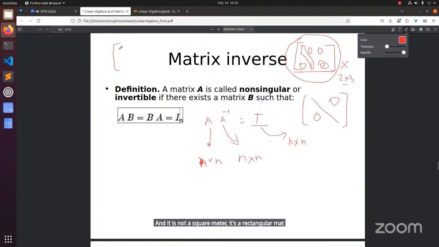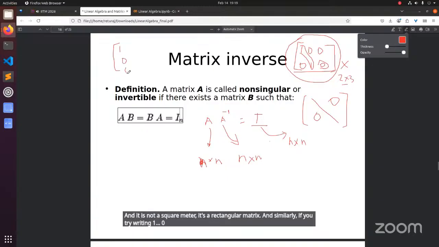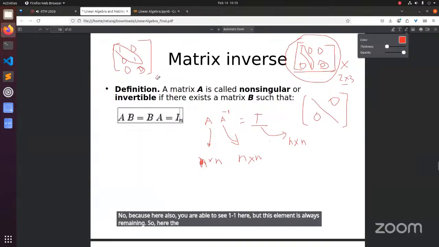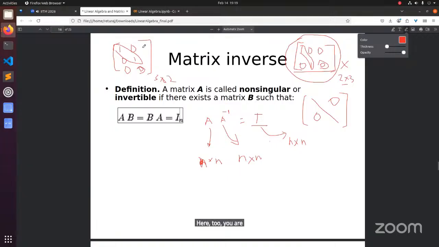And similarly, if you try writing 1 0 0 0 1 and 0, is this an identity matrix? No, sir. No, because here also you are able to see 1 1 here, but this element is always remaining. So here the size is 3 cross 2. Here too you are not able to write an identity matrix.